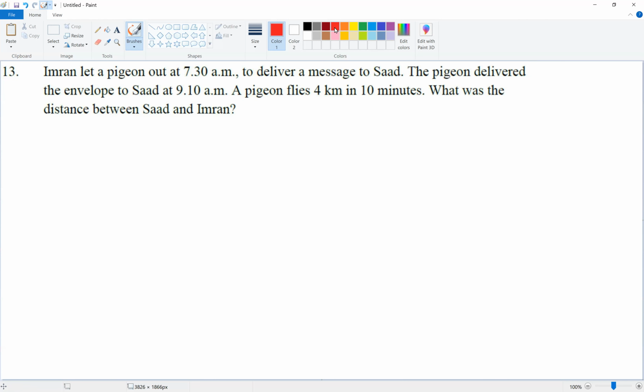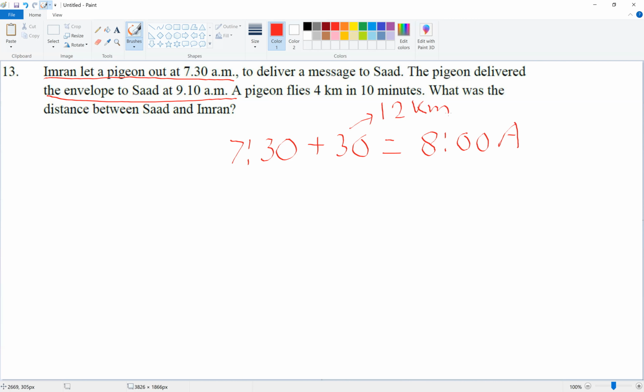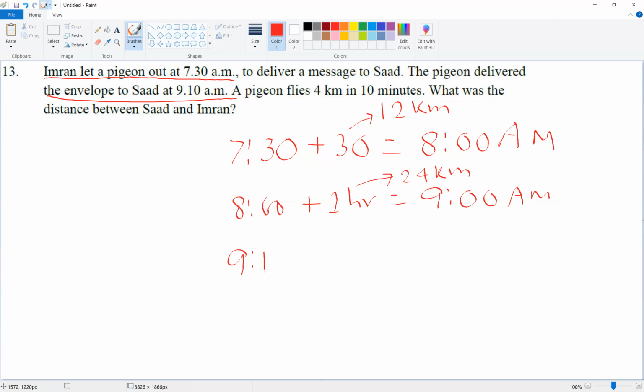First I added 30 minutes to the 7:30, and that's 12 kilometers already. That would be 8 a.m., right? Mhm. Okay. And this 30 minutes would be 12 kilometers. Next, I added 1 hour, so 8, plus 1 hour, that would be 9 a.m., which is 24 kilometers. And 1 hour would be 24 kilometers. Okay. And then I added 10 minutes, which is 4 kilometers.